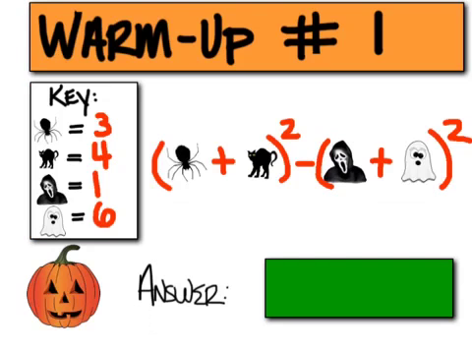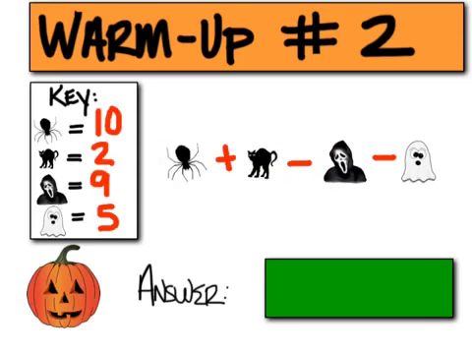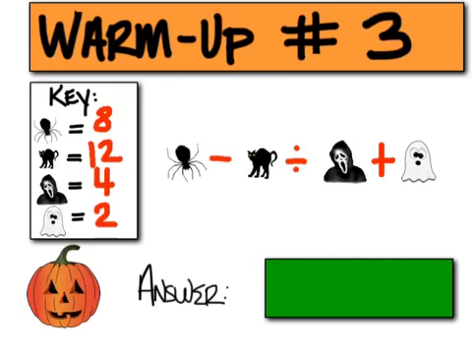We're on problem number 1. Okay, answer for this one is 0. Number 2. Okay, so for this one is -2. Number 3. Okay, answer for this one is 7.